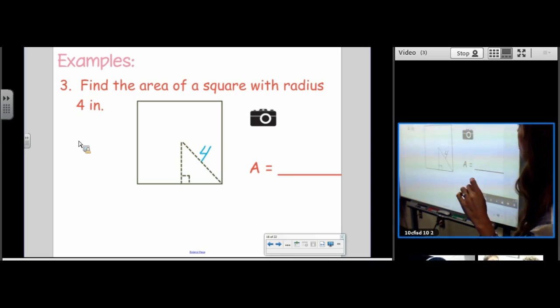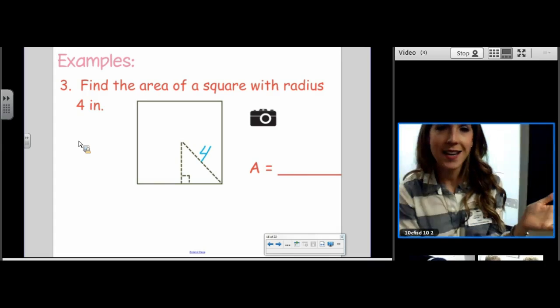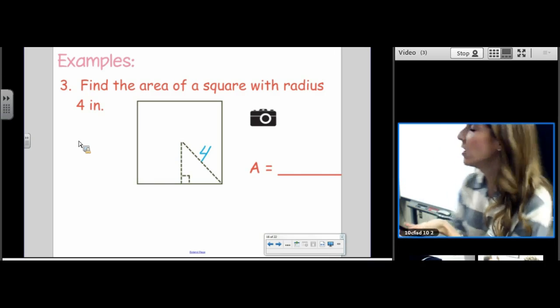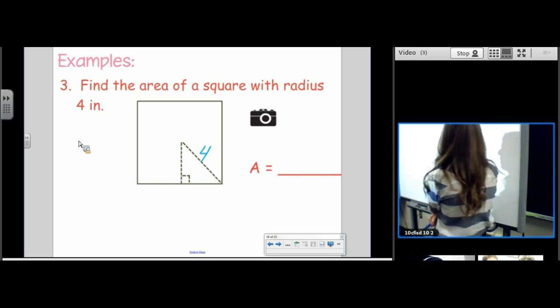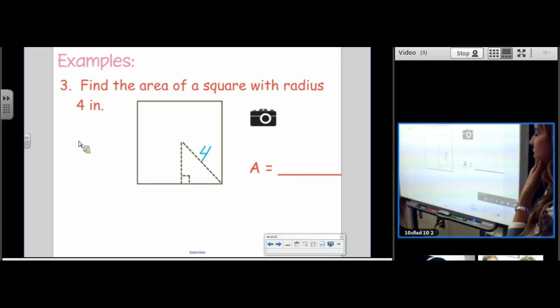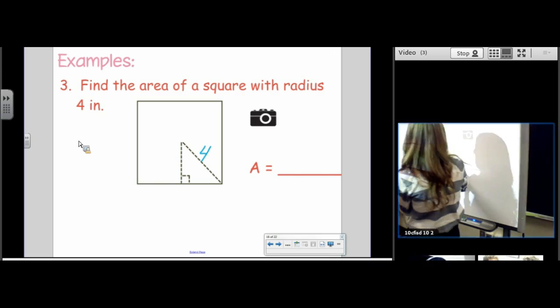The radius is 4, so find the area. All we need to find an area is a side. Let's just find a side, okay? So 4 is across from 90. I'm trying to think of the easiest way to show you. I would actually do this.